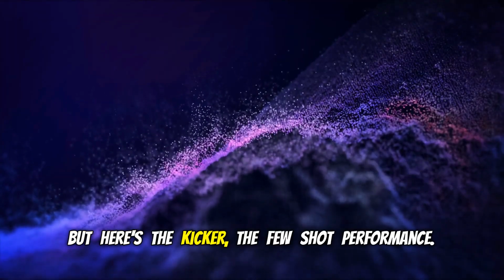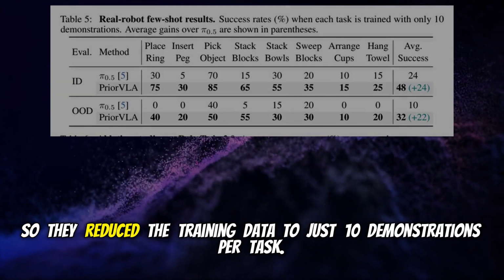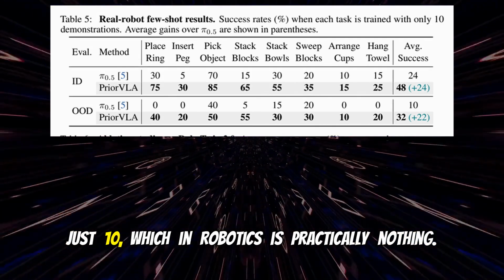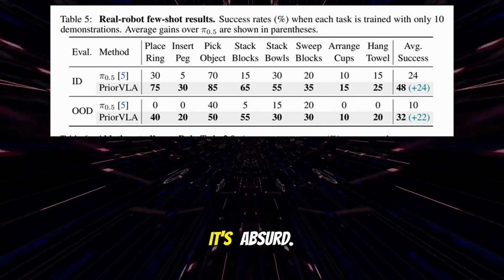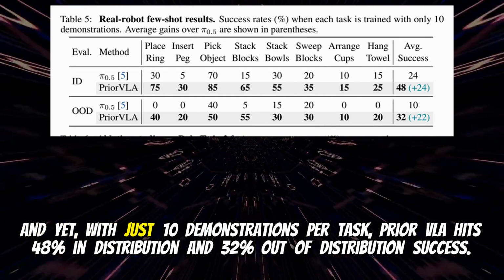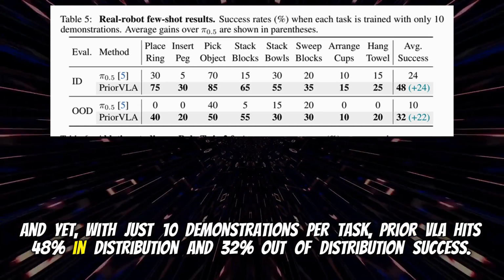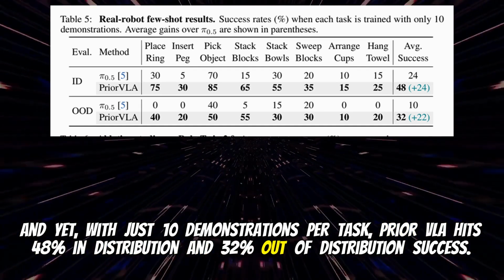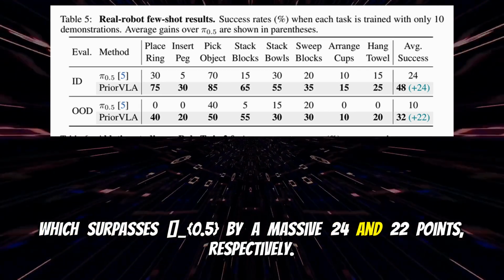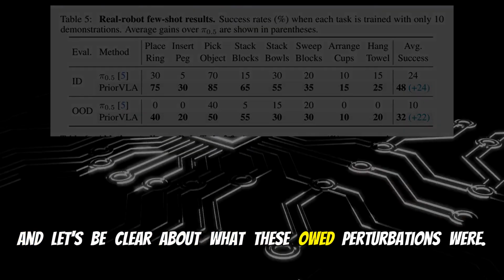But here's the kicker, the few-shot performance. Oh man, the few shot. So they reduced the training data to just 10 demonstrations per task. Just 10, which in robotics is practically nothing. It's absurd. You shouldn't be able to learn anything robust from 10 demos. And yet, with just 10 demonstrations per task, PriorVLA hits 48% in distribution and 32% out of distribution success. Which surpasses π0.5 by a massive 24 and 22 points, respectively. Exactly. And let's be clear about what these perturbations were.